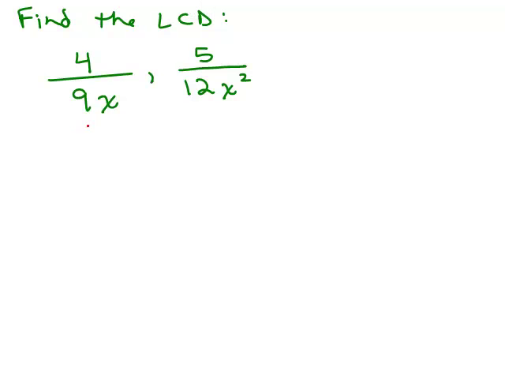All right, so here's how we could do it. One way is you prime factor the denominators, and when you do that, you're going to use exponents if you have a factor listed more than once. So 9x can be written as 3 squared times x. In other words, that's really 3 times 3 times x. And 12x squared, well, that's 4 times 3, so that's 2 squared times 3 times x squared.